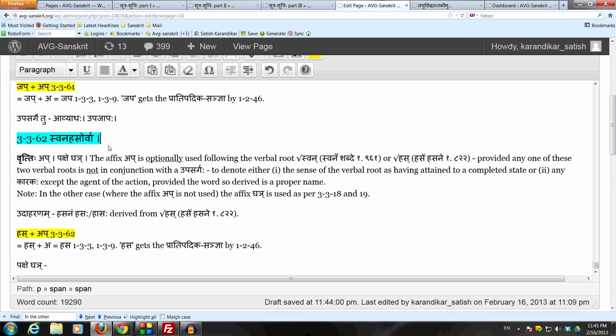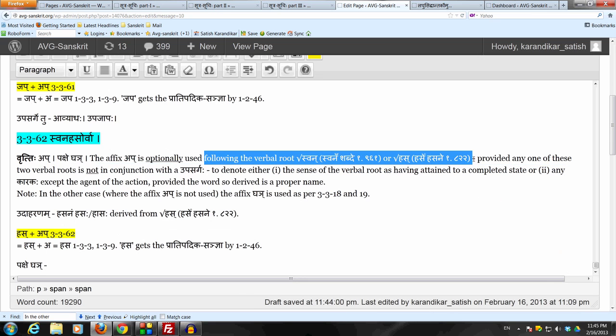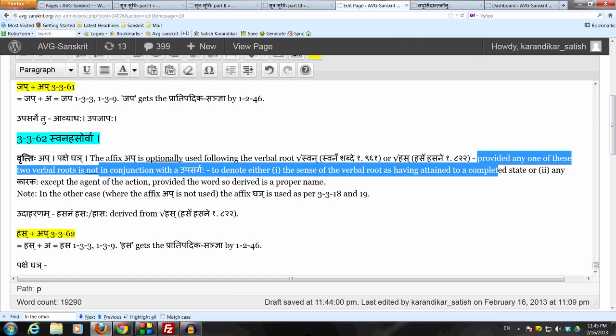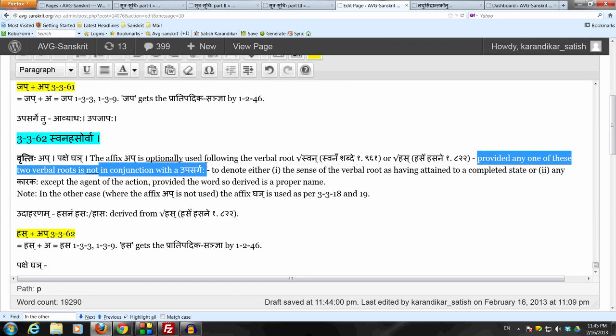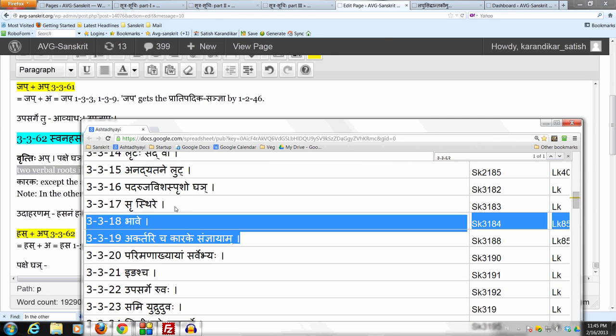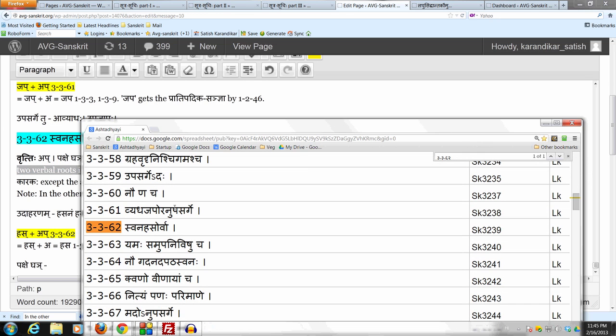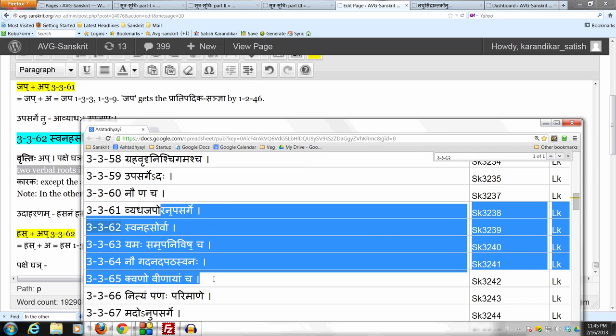So following the verbal root Swan or Has, the affix up is optionally used, provided that any one of these two verbal roots is not in conjunction with Upasargaha. So that is the condition of Anupasarge, which runs down from 3.3.61 to 3.3.65. So 3.3.62 also requires Anupasarge.